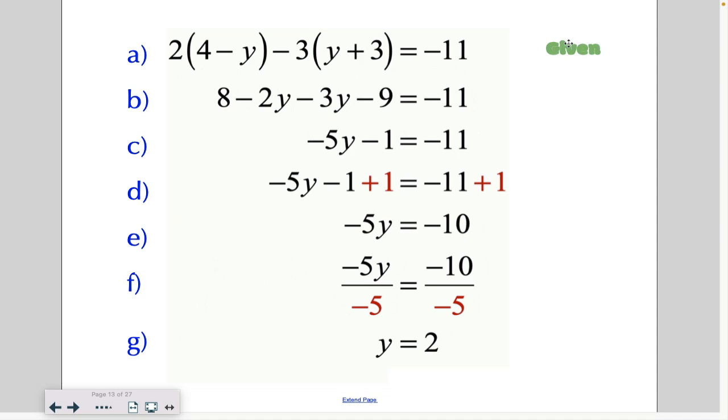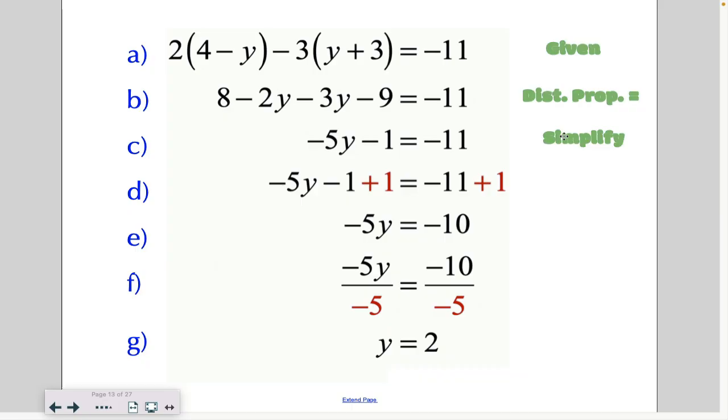So what did they do here? Distribute. Nope, that's the distributive property. Okay, distribute. What did they do here? Combine like terms. Okay, so simplify, but I would actually rather write combine like terms. How about here? That's not an actual mathematical property.